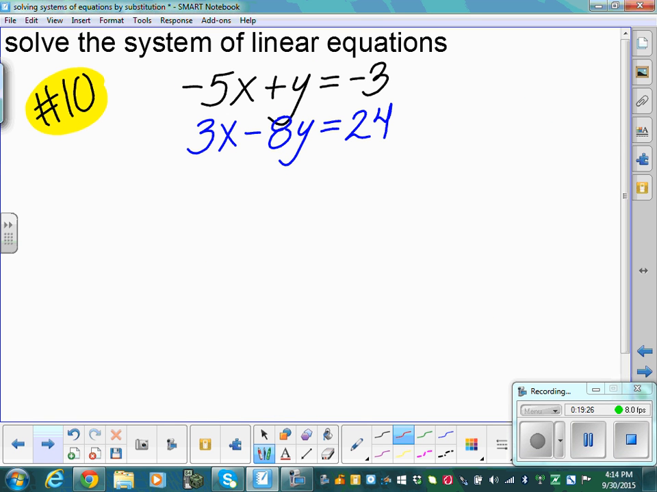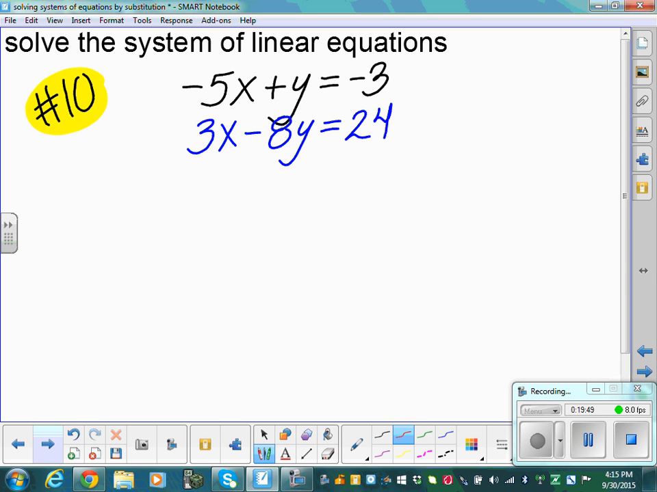All right, and I'm going to do number 10, and it will be my last one. So I would do number 10 with me, and then you'll have the rest of the time to work. This is number 10 from the worksheet. So we have negative 5x plus y on top is equal to negative 3. And on bottom, we have 3x minus 8y is equal to 24. I'm going to solve using substitution.